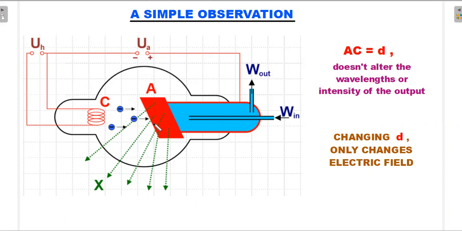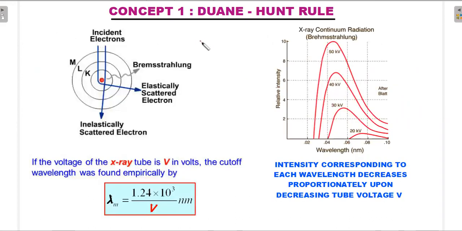So keeping this in mind, our observation now becomes easier with our focus only on the voltage and current, this voltage and this filament current. Okay, so once that is out of our way, we'll go forward to concept number 1. Concept number 1 is the Duane-Hunt rule, in which we decide that the cutoff wavelength for the intensity versus wavelength graph of the output of the X-rays is only dependent on the tube voltage.